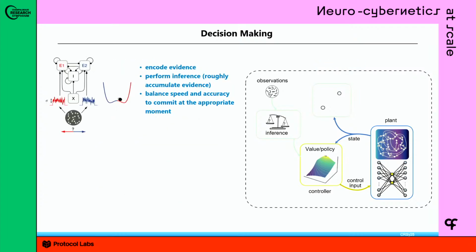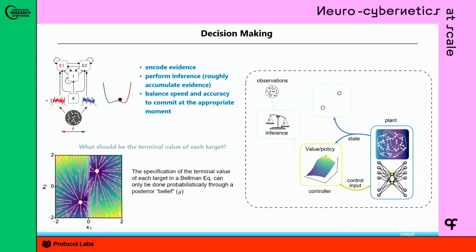So there needs to be encoding of inference, then encoding the evidence, performing the inference, and then the controller needs to balance the speed and accuracy to commit at the appropriate time. A challenge in this setting is that the terminal value of the target is not known in advance. It depends on the observations, and it changes over time.